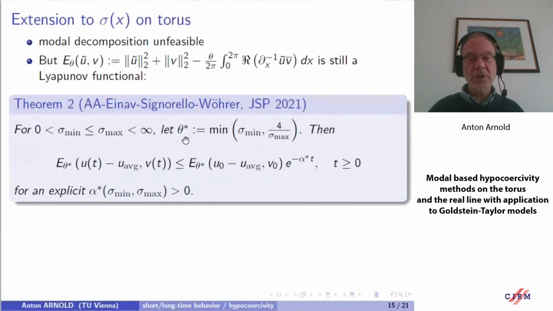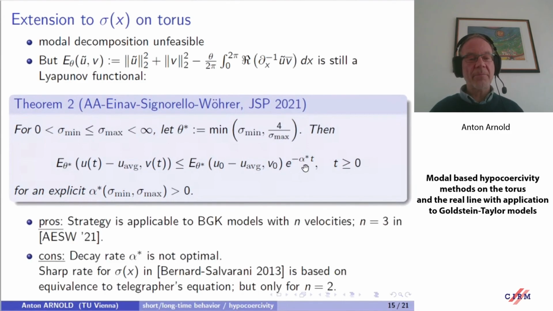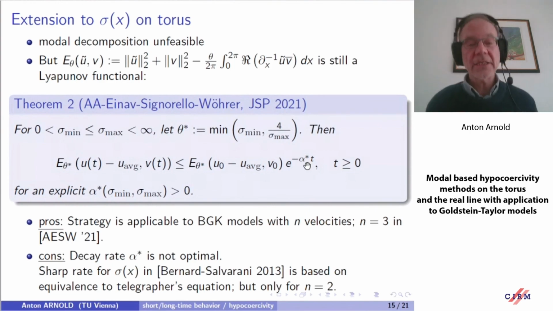The index has to be chosen here in relation to the lower and the upper bound for your relaxation rate. And you also find an explicit exponential decay rate. So when doing so, there are pros and cons. First of all, this strategy that I just sketched here can also be applied to BGK models with more than two velocities. And in this paper that I mentioned before, we have done it for 3 velocities, for example. There's a negative aspect. This constant alpha star for x-dependent relaxation rates is not optimal.